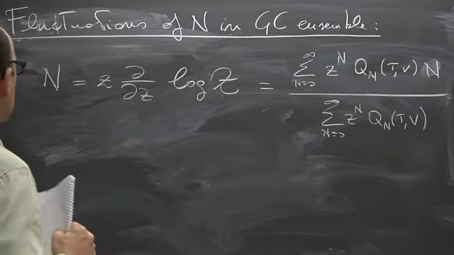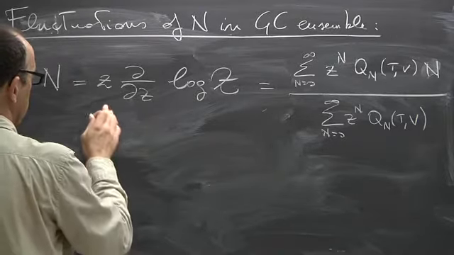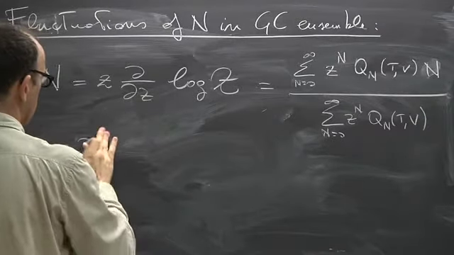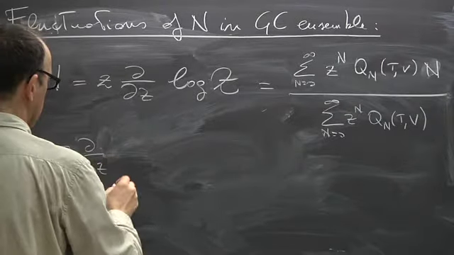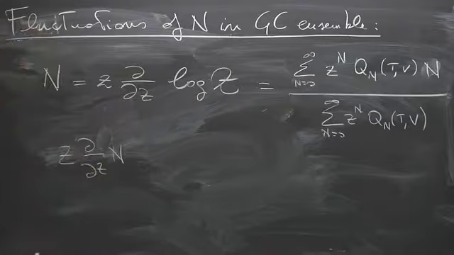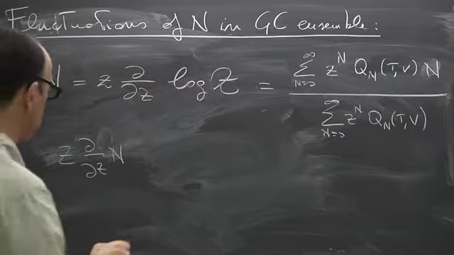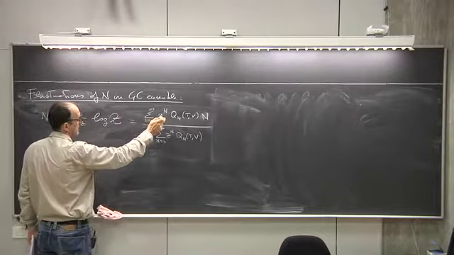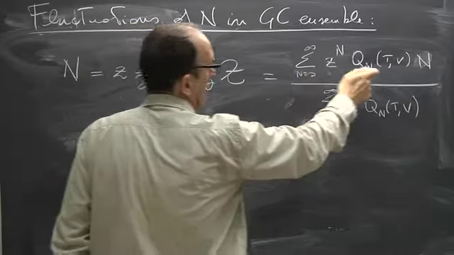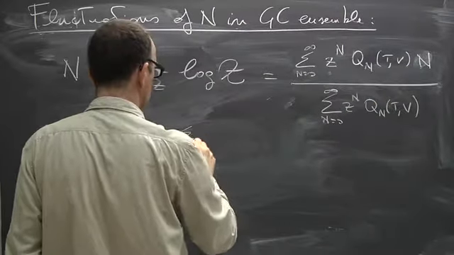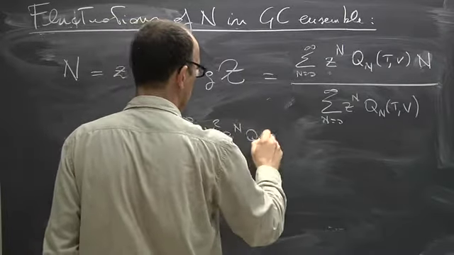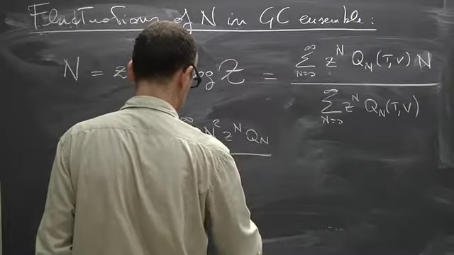Now, if you take a second derivative of this with respect to z, to the fugacity, if you take a further derivative of this, then if you take the derivative up here, you have another n which comes out. So there is n squared z to the n times Q_n divided by the same thing.